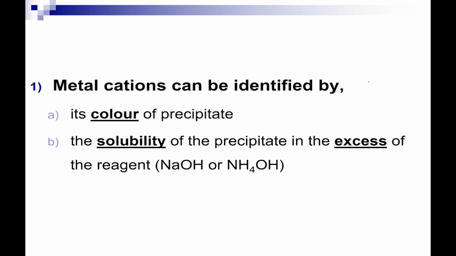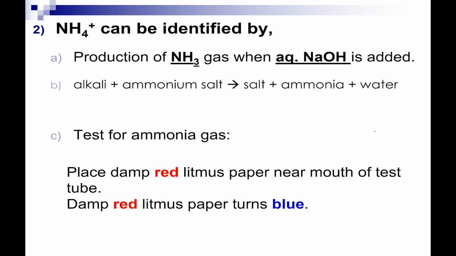Metal cations can be identified by the color of the precipitates formed and their solubility in excess of the reagent, which is aqueous sodium hydroxide or aqueous ammonia. Ammonium cation can be identified by production of ammonia gas when aqueous sodium hydroxide is added.